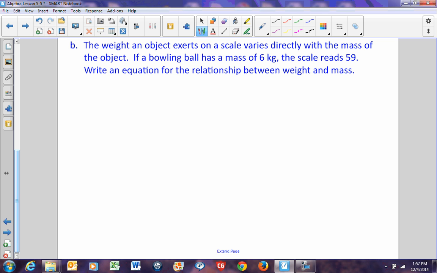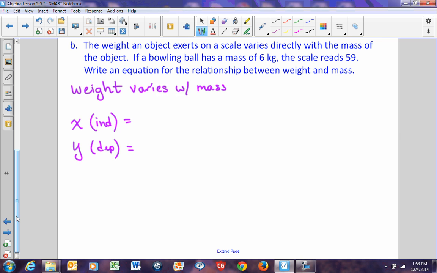Okay, so the first thing we know is weight varies directly with mass. Weight varies with mass. So we have to have an independent variable x and a dependent variable y. Remember, x is independent and y is dependent. The weight varies with its mass, which means the independent variable is the weight. The dependent variable is the mass. I believe that is correct.